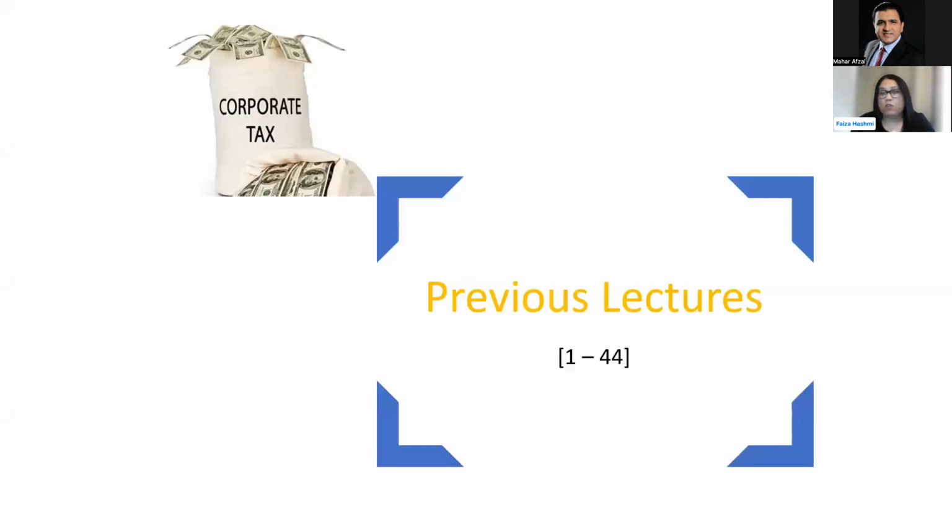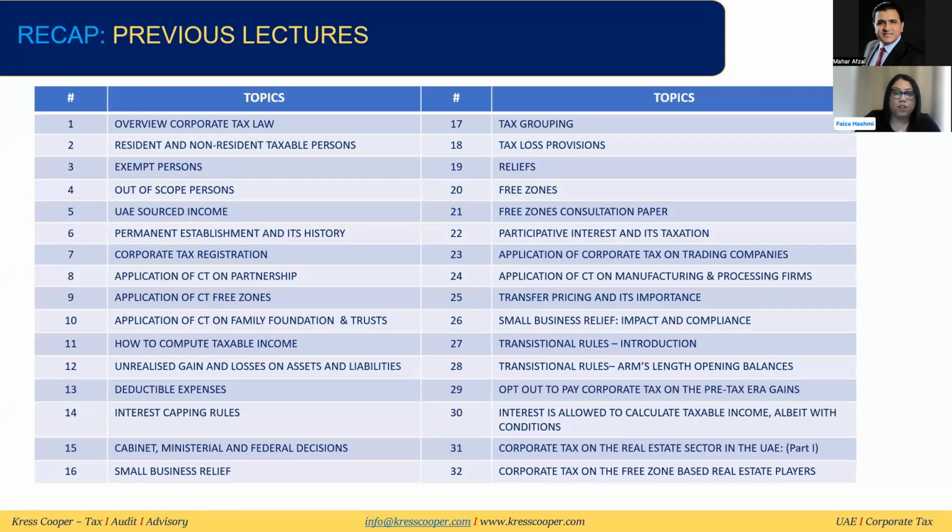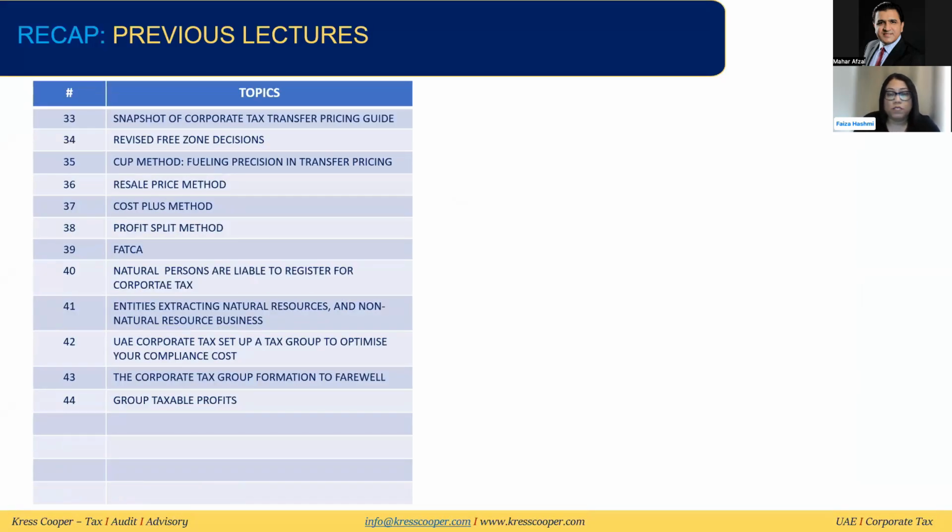So for the last couple of weeks, we have been discussing the tax group guide. The FTA introduced the guide for the tax group in January, and for the last 3 weeks, we have been discussing this guide. It's a very detailed guide, and we have been taking different portions and sections of it and discussing them in our previous lectures. If you have missed any of our lectures on the tax group guide or on any of the other topics, they are available on our YouTube channel, and you can always see them there.